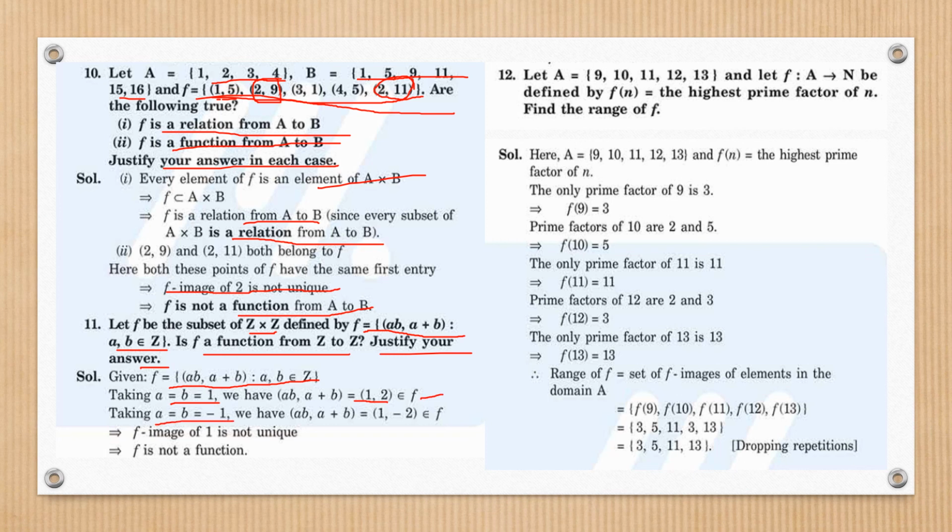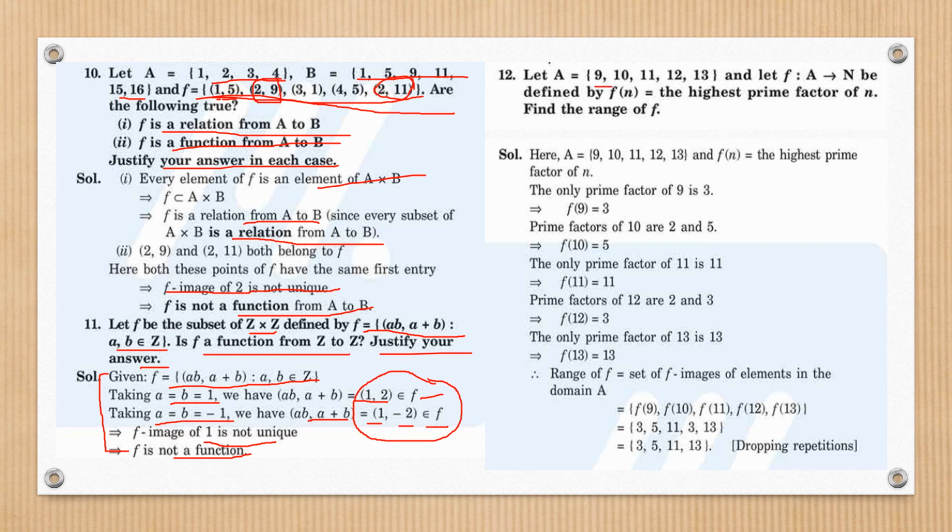And if a, b are both minus 1, then we get ab as again 1, but a plus b in this case is minus 2. So what happened? Two ordered pairs with different second elements but the same first element. So the image of 1 under f is not unique, so it is not a function. So in the example we took, integers cover both positive and negative numbers, so that way the image is not unique, that's why it is not a function.